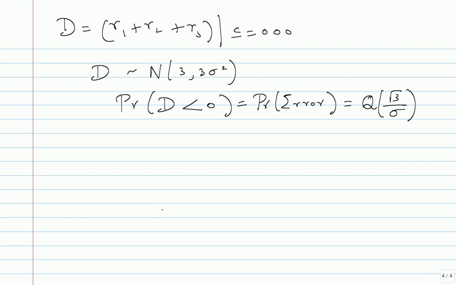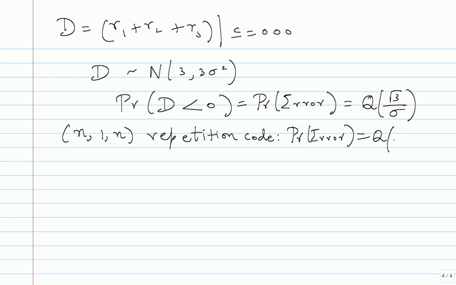So this is how simple it is to do analysis for the repetition code. Can you extend this kind of analysis for the ML code in the general case? Maybe even the 6-3 case that we saw before. Is it possible, do you think? What do you have to do? It's not easy. You have to find some complicated joint distributions which will not work out so easily. This can in fact be extended for any n. Suppose I do an n-1 repetition code. What will be the probability of error? Q of root n by sigma.